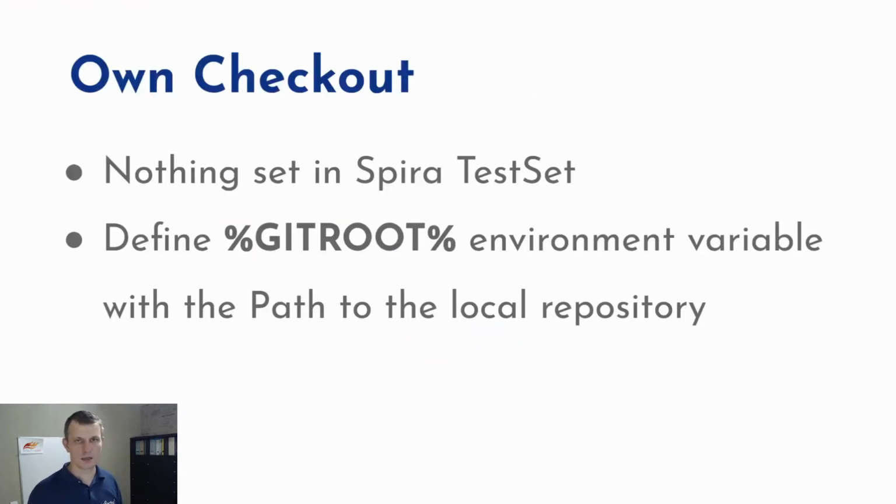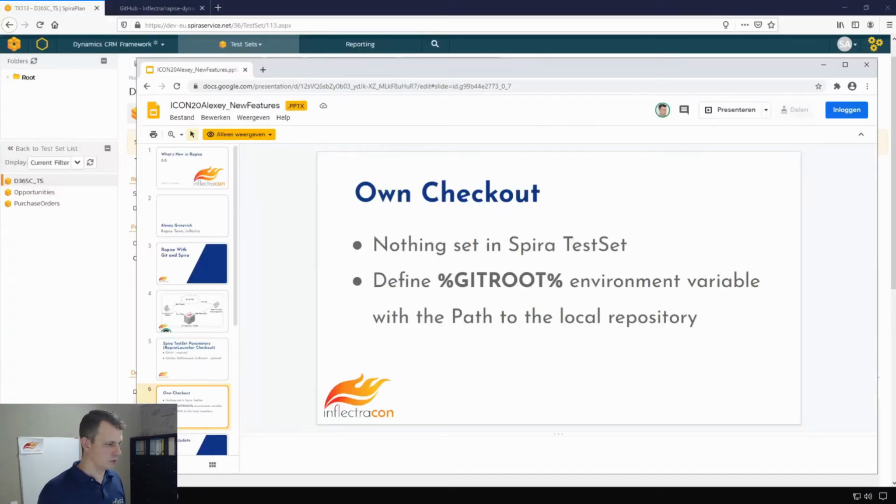In some cases, like in pipelines or in a continuous integration system, the checkout is done before the test execution by other means. So what we need is just to tell Rapise Launcher where to find files that were checked out earlier. And here is how it may be done. We need to define a system variable called Git Root and specify the path there. Here is how it may be done.